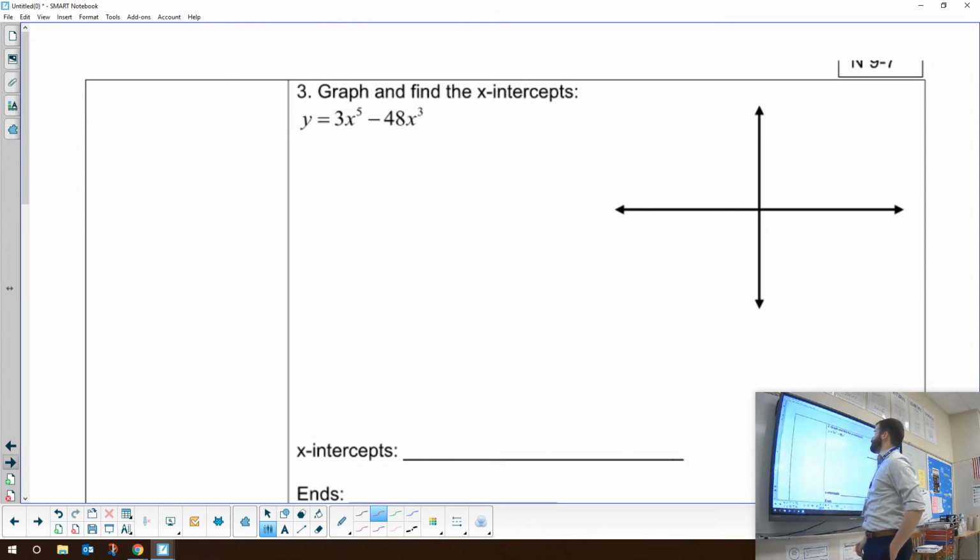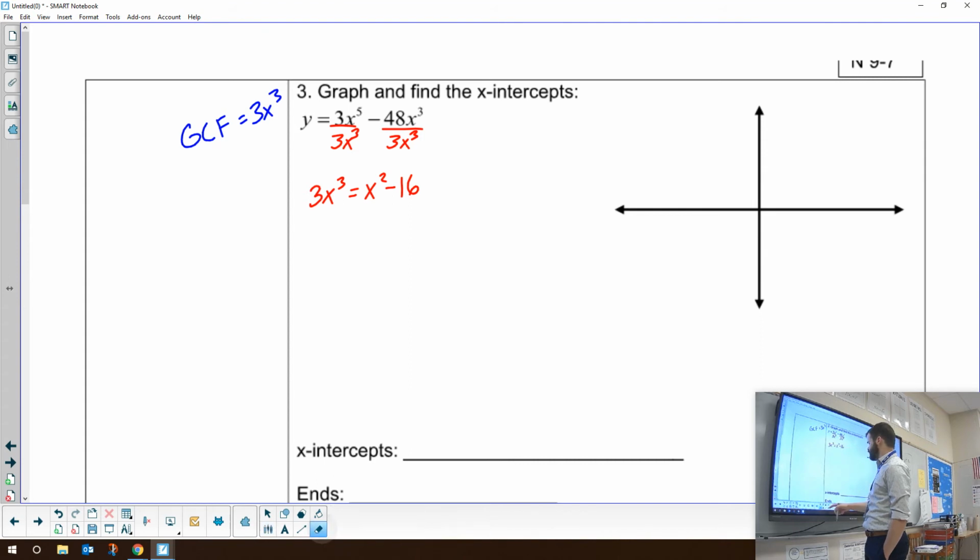So number 3, we have 3x to the 5th minus 48x cubed. So once again, first step, we look for a GCF. And in this case, we can pull out a GCF of 3x cubed. So we can divide this first one by 3x cubed, divide this one by 3x cubed, and we're going to get 3x cubed in front times x squared minus 16. Sorry, not equals, times x squared minus 16.